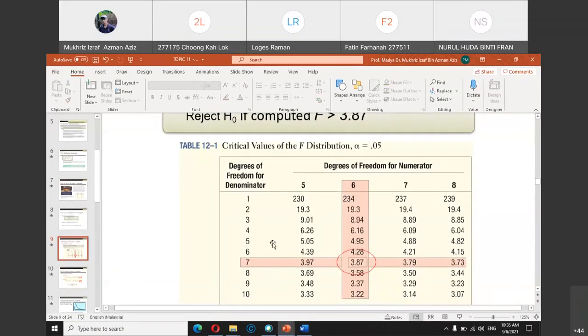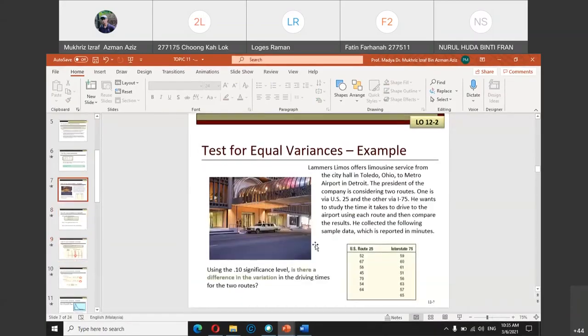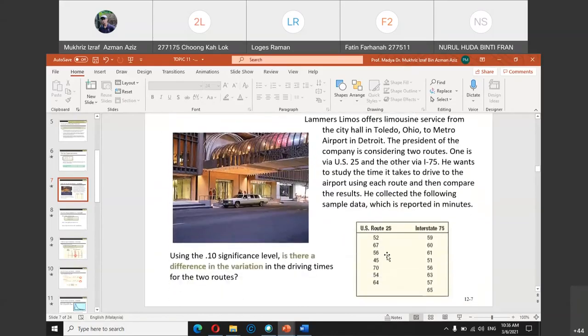How do we get 7? Okay, so let's go back to the example here. These are the time taken in minutes. In route 25, let's count: 1, 2, 3, 4, 5, 6, 7. So there are 7 items here. Whereas for interstate 75, there are 8 here.